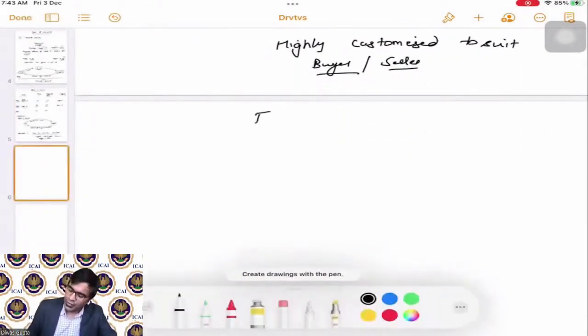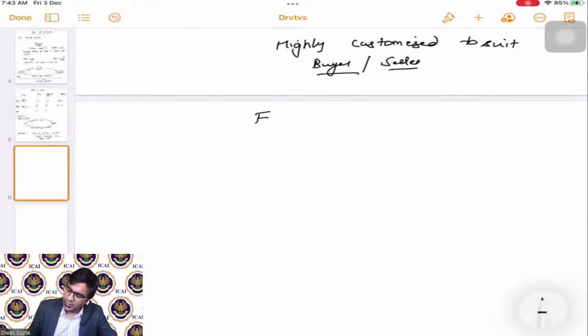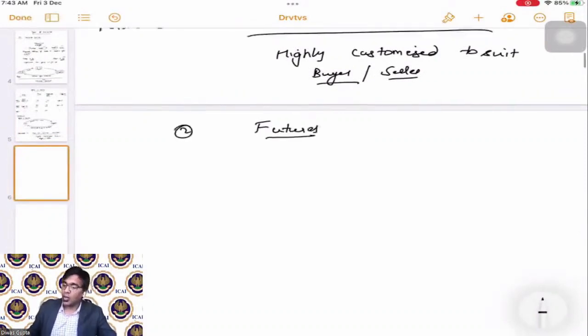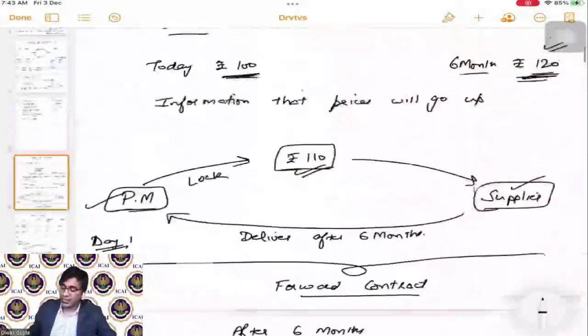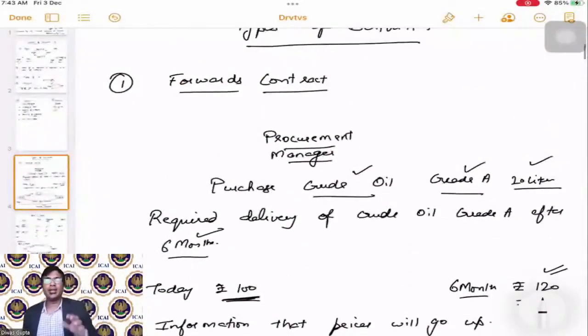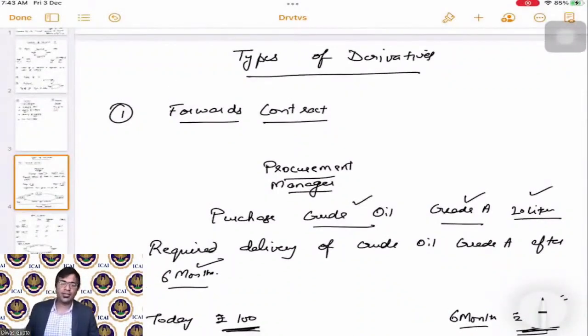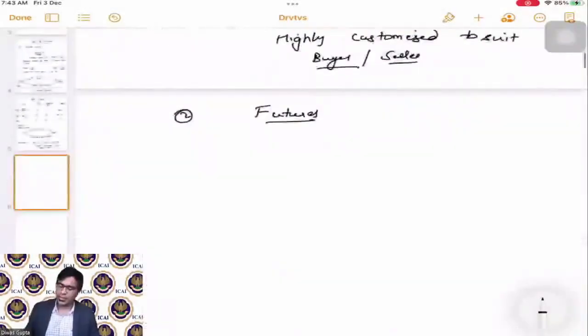Now let us come to futures. We will go to the questions for the better understanding, but as of now, let us first try to understand what are the concepts. Okay. So the first derivative was forwards contract. Second is futures. This is the second.